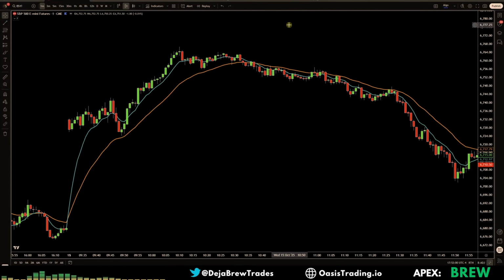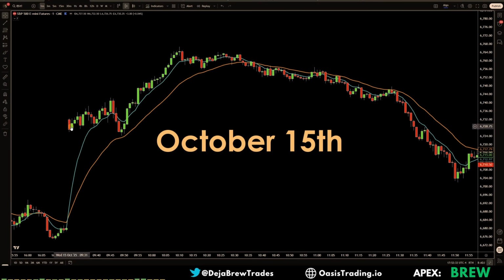All right, starting off with some examples on the 8 and 24 moving averages and how I use them in my day-to-day trading. I wanted to show you guys an example of a market shift from kind of an aggressive market into a bit more of a neutral market and then back into kind of a responsive and then aggressive to the downside. So just kind of shifting through the different types of control. And I think a good example of that was Wednesday, October 15th.